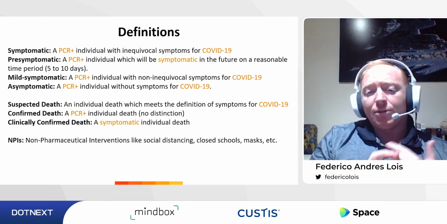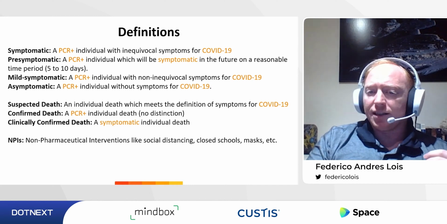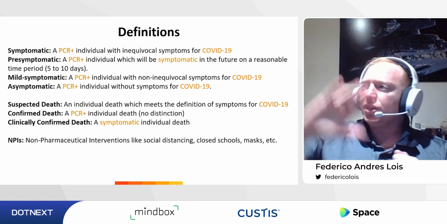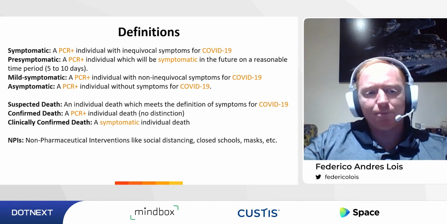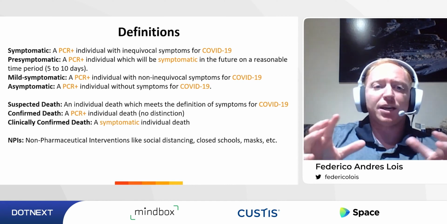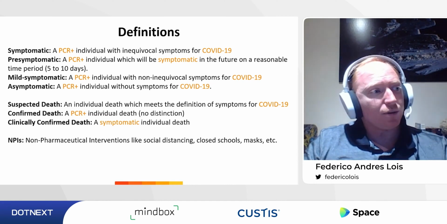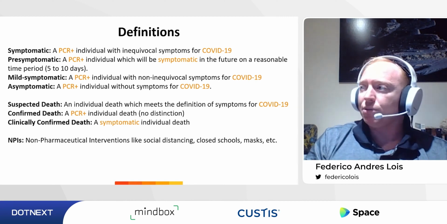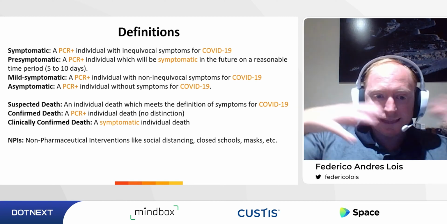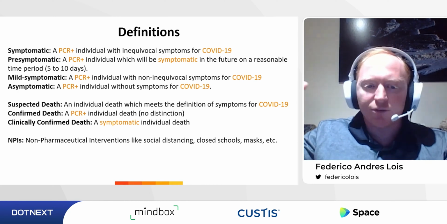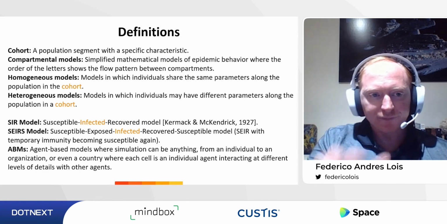NPIs are non-pharmaceutical interventions. When you social distance, when you close schools, when you use masks, essentially you are applying non-pharmaceutical interventions, because the pharmaceutical ones are treatments. I'm going to be dosing dexamethasone. I'm going to be giving you whatever. That's an actual pharmaceutical intervention.